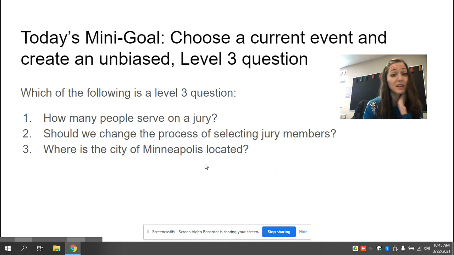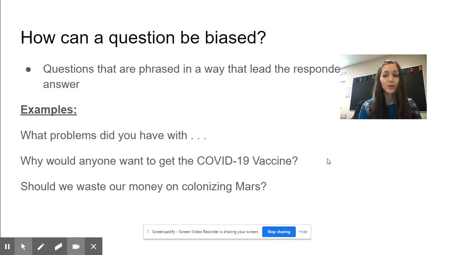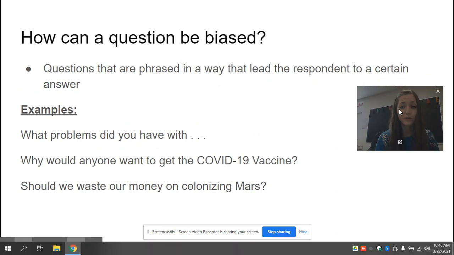If you said number 2 was a level 3 question, you're 100% correct. Notice that with this question, there's not really a right or wrong answer to it, as long as somebody has evidence to back up their opinion. Okay. So a level 3 question is going to allow for multiple different perspectives. So when you're writing your question, make sure that you're allowing for multiple different perspectives. Make sure you don't have any bias in your question.